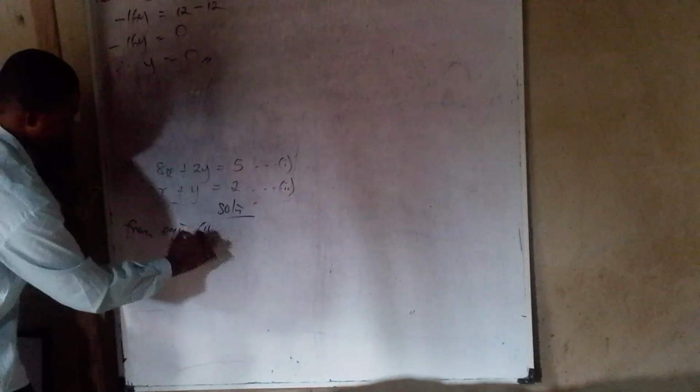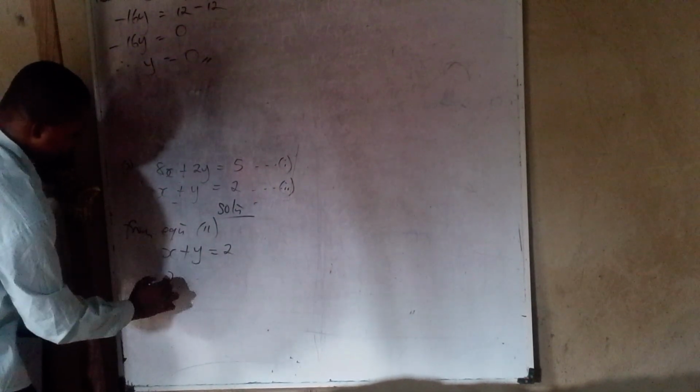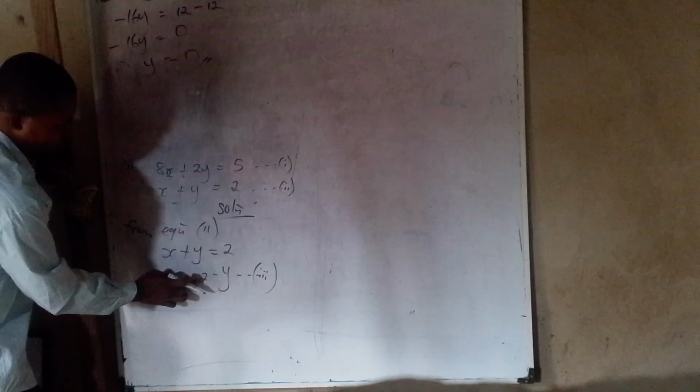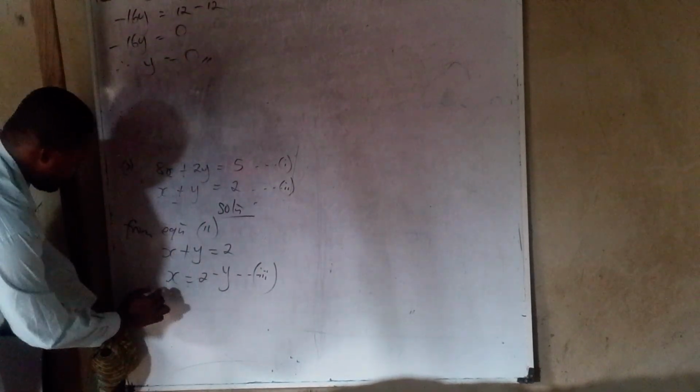I'll then say from equation 2, I have x plus y equal to 2. Therefore, x is equal to 2 minus y. I call this equation 3. So I got equation 3 from equation 2. I'll put it in equation 1.